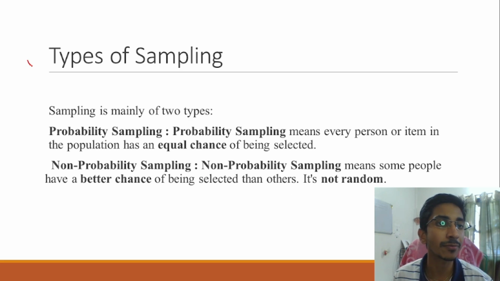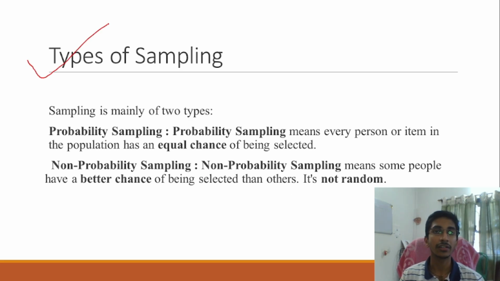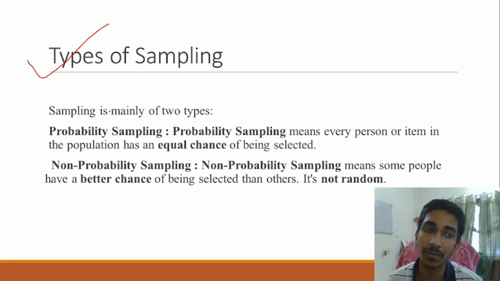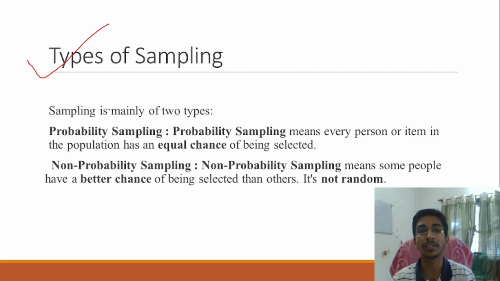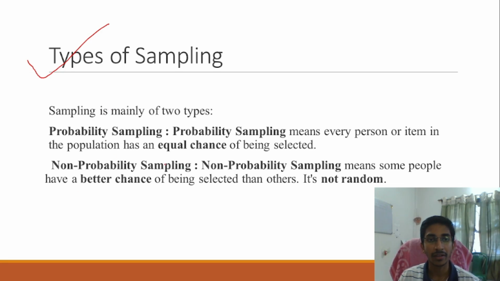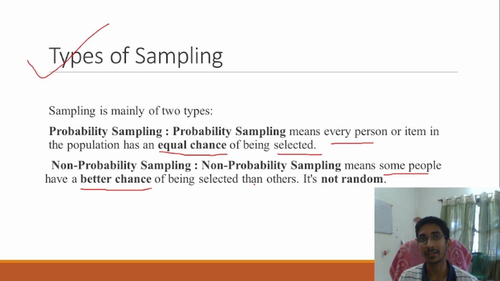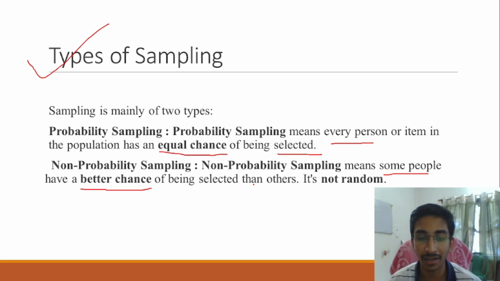Now the question is the types of sampling. There are two types of sampling: probability sampling and non-probability sampling. So what is probability sampling? It means that every person or item in the population has an equal chance of being selected as a sample, right? And non-probability sampling means some persons have a better chance of being selected than others.